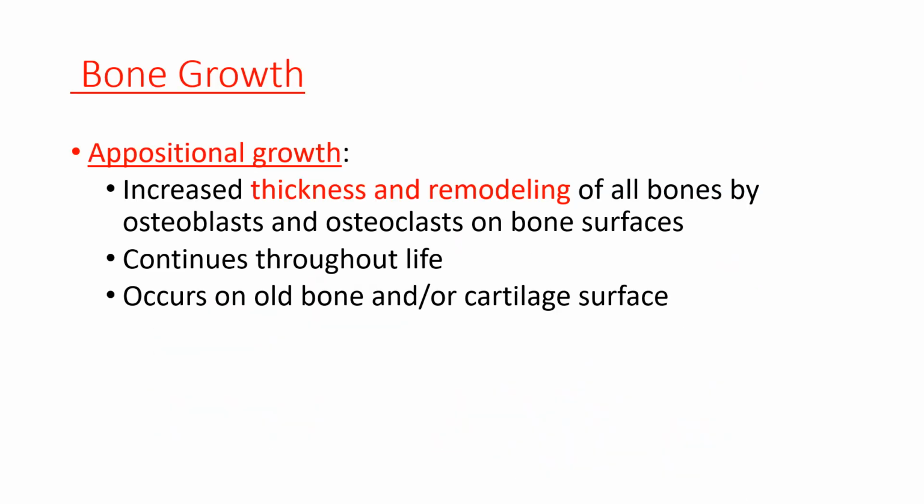One form of bone growth that persists throughout our lifetime is appositional growth. Appositional growth is the growth that thickens and remodels bone tissue. Osteoblasts and osteoclasts on the surface of the bone are responsible for appositional growth. Appositional growth occurs in both old and young bone and on the surface of cartilage.